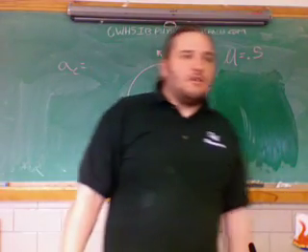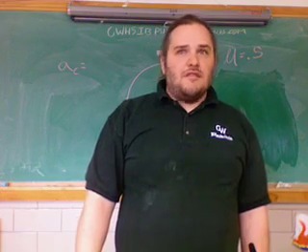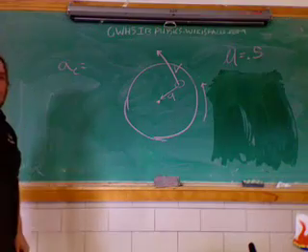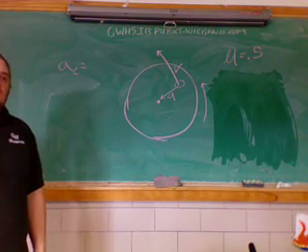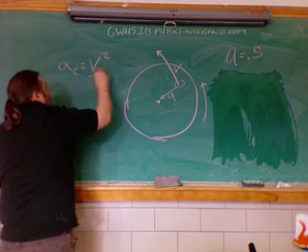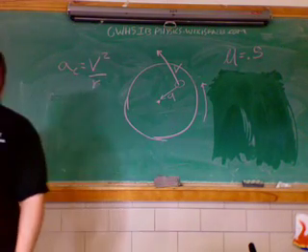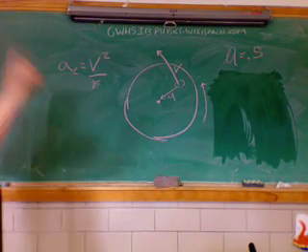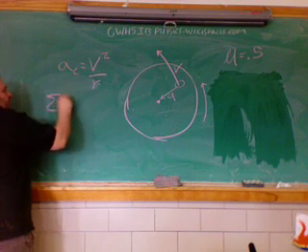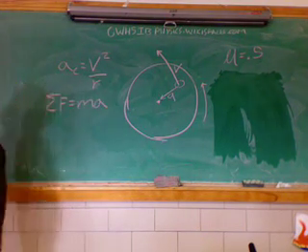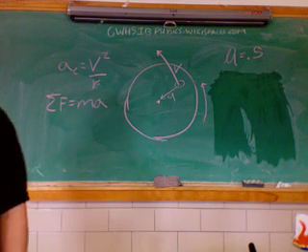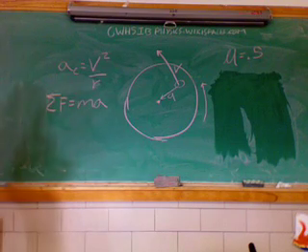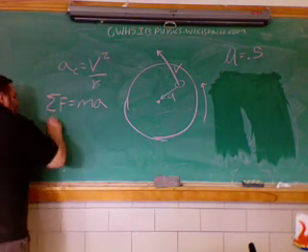Does the coin accelerate at all? Yes. What's the equation for its centripetal acceleration? V squared over R. And then we have Newton's second law, sum of my forces is equal to mass times acceleration. What force is acting on this body? Friction. What's the equation for friction? Mu times normal.